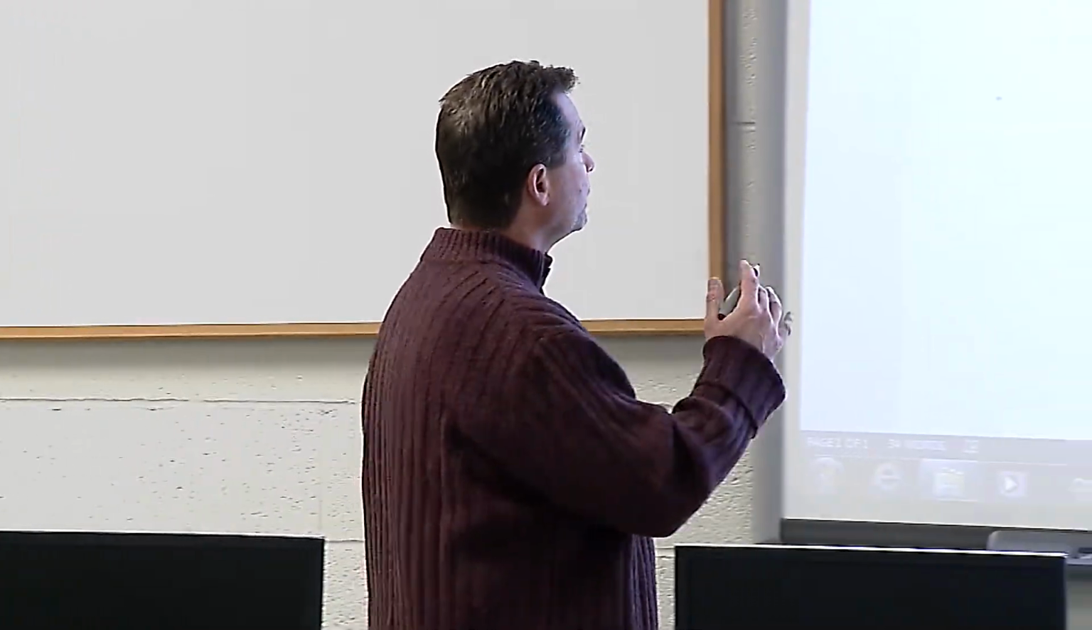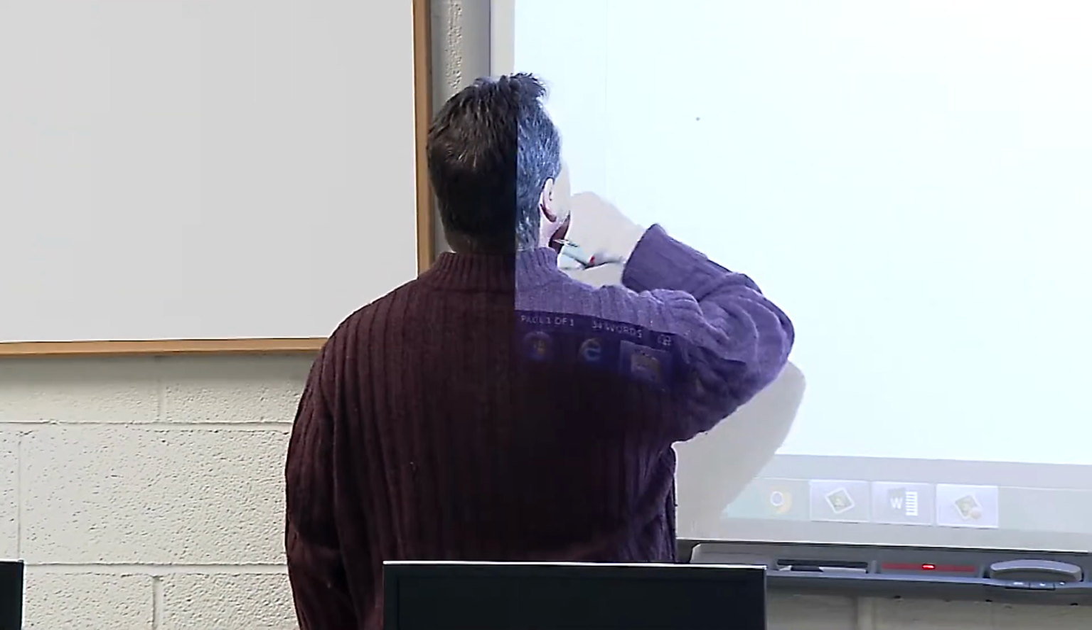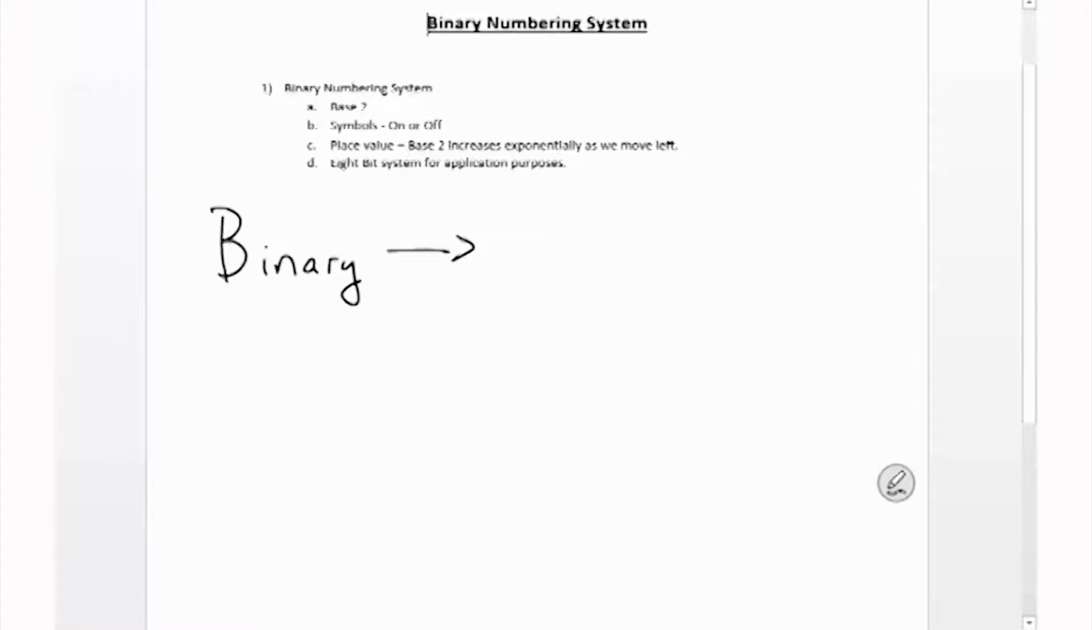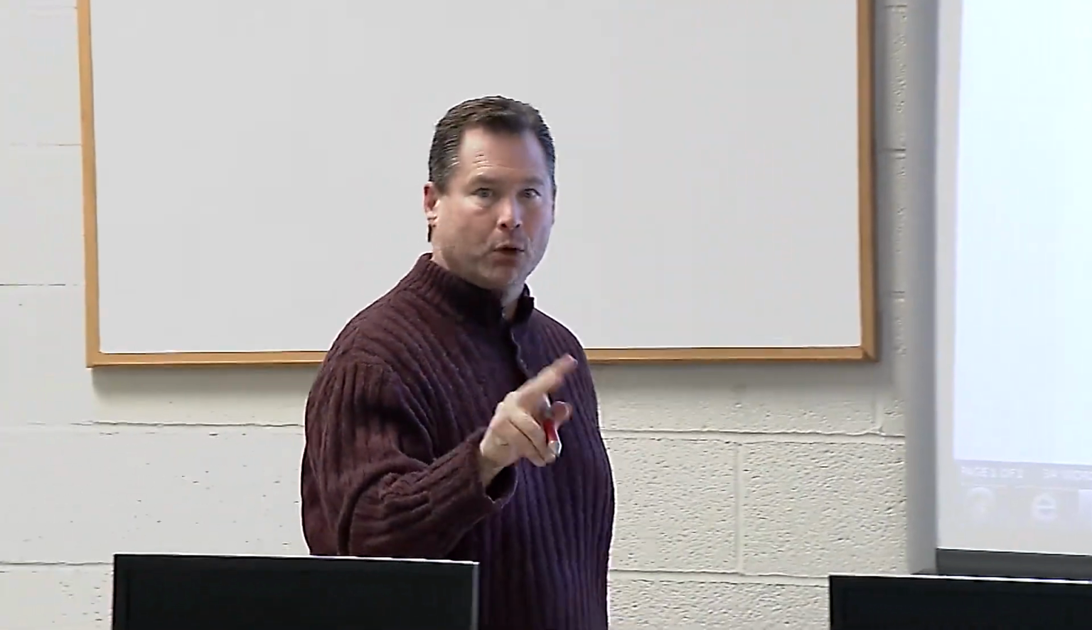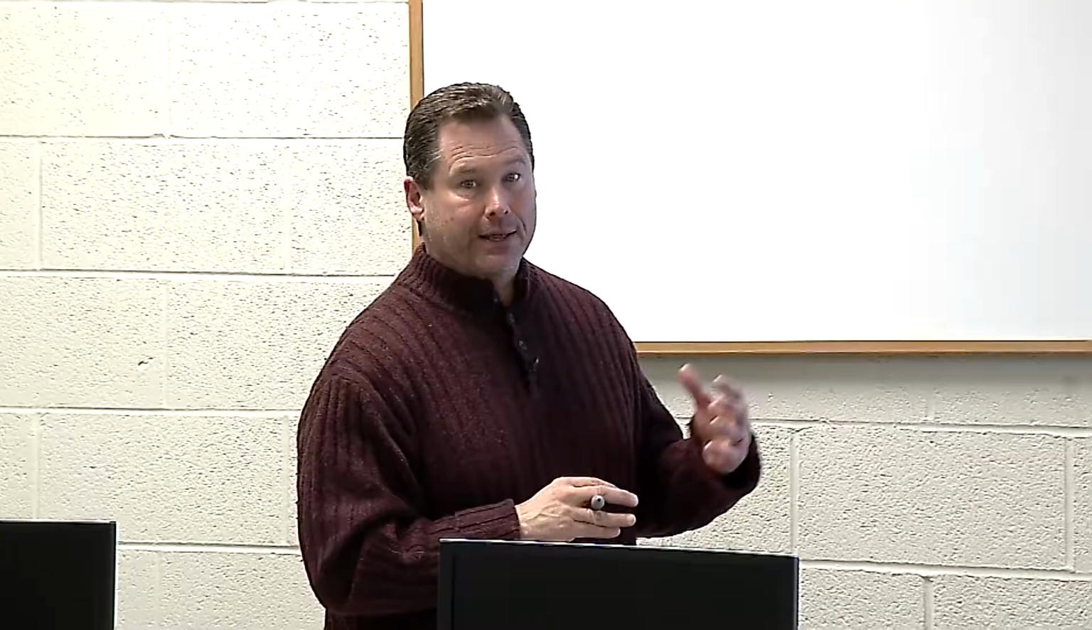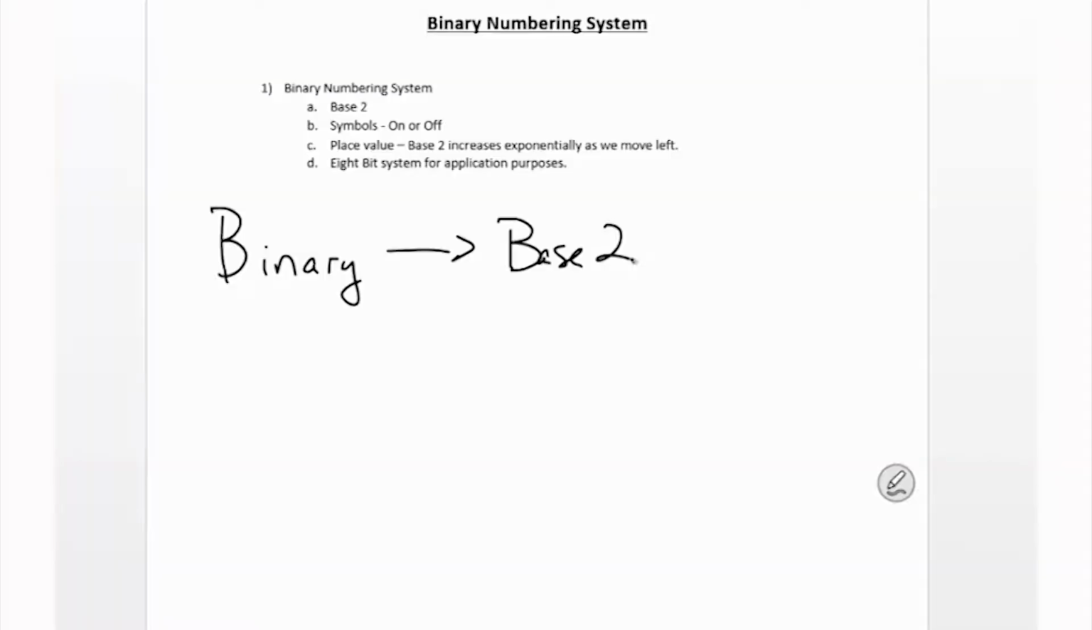So we're going to start by talking about this concept of bases again, which we referred to in the previous video. The binary numbering system is a base 2 system, which means that we have two symbols that we use to represent all quantities within that numbering system. We use 0 and 1.